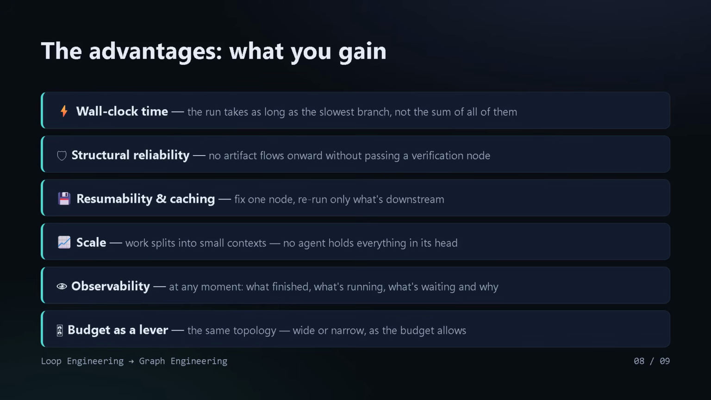And what do you gain? Wall clock time. Branches run in parallel, and the run takes as long as the slowest branch, not the sum of all of them. Structural reliability: no artifact moves on without verification. Resumability: fix one node and rerun only what is downstream of it. Scale beyond a single context. Full observability of progress. And budget as a lever: the same graph, wide or narrow, as needed.